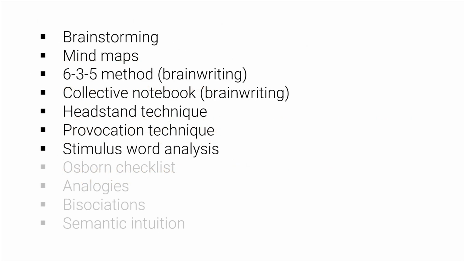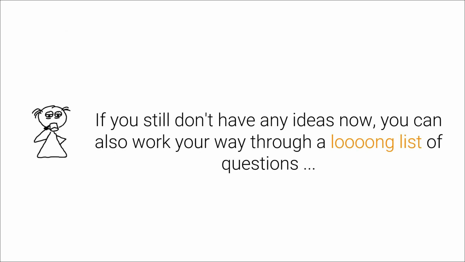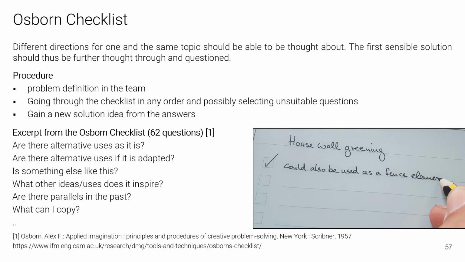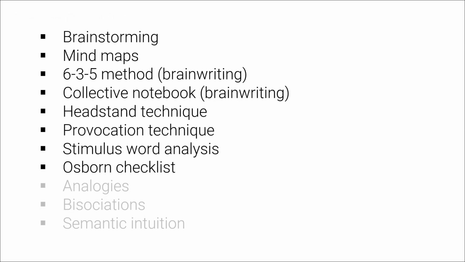Up to this point, we have already been very active. With the Osborne checklist, we tend to go into a passive role and just answer questions. The Osborne checklist is for those who still haven't been able to produce ideas up to this point or are struggling with the creative techniques shown so far. We now have a really long list of questions that we can easily work through. If we look at the Osborne checklist, we see 62 questions that are very general. Are there alternative uses? Or is something else like this? Or are there parallels in the past, etc.? That's all to the Osborne checklist.